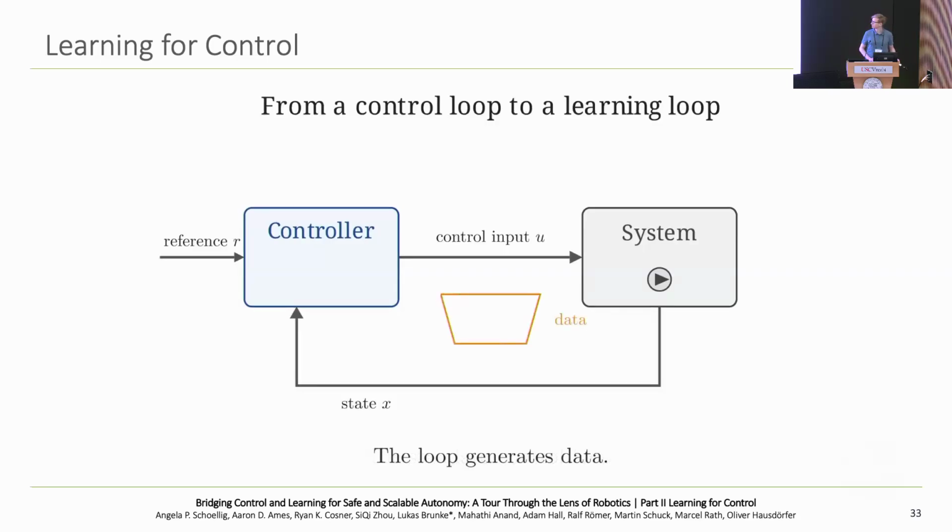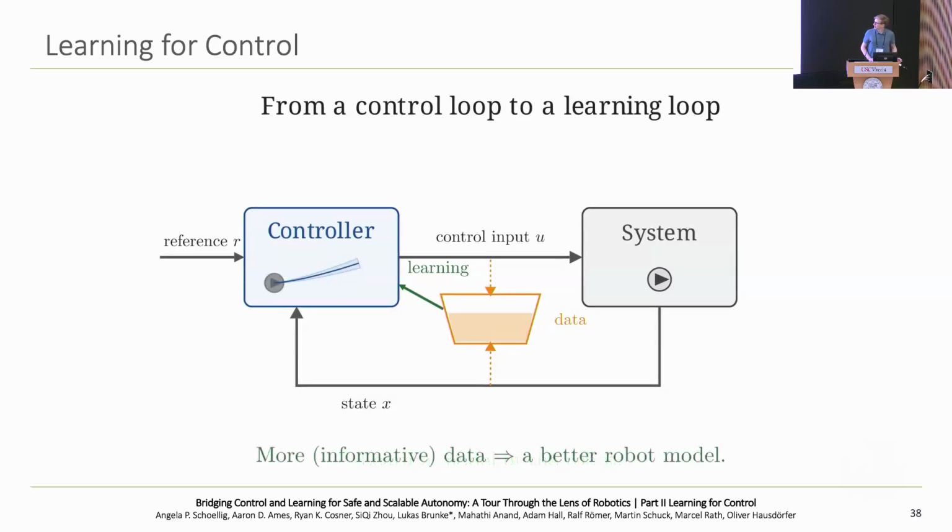But this is also a loop that generates data. If we apply actions to the system, we get more and more data that we can use to also understand our system better. We want to use this data to learn about the system, which in the end allows us to reduce the uncertainty about the system. The more informative data we have, the better our model is, and we can reduce the uncertainty, for example, when predicting forward into the future.